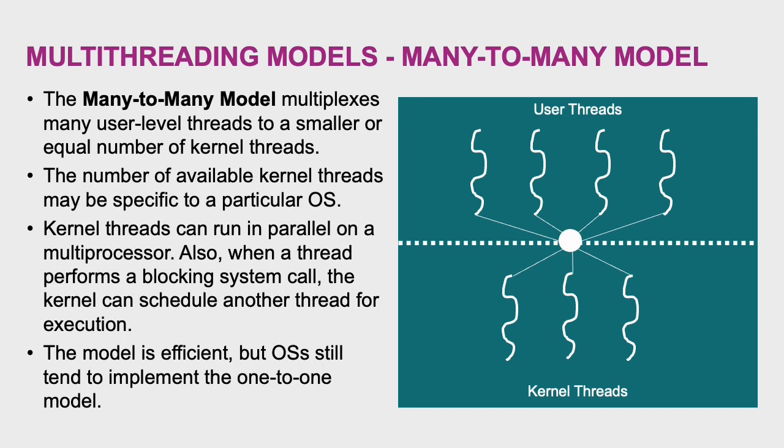The many-to-many model is a thread model that allows many user threads to be multiplexed to a smaller or equal number of kernel threads. The number of kernel threads available may vary depending on the specific operating system. This model offers really efficient parallel execution on multiprocessor or multi-core devices, and allows the kernel to schedule another thread for execution when a thread makes a blocking system call. Despite its efficiency, this model is quite difficult to implement and has become less important in the last few years.